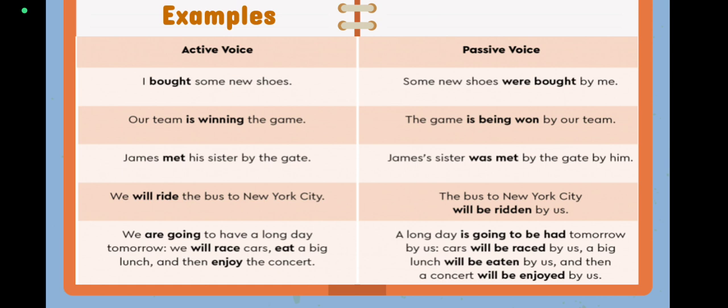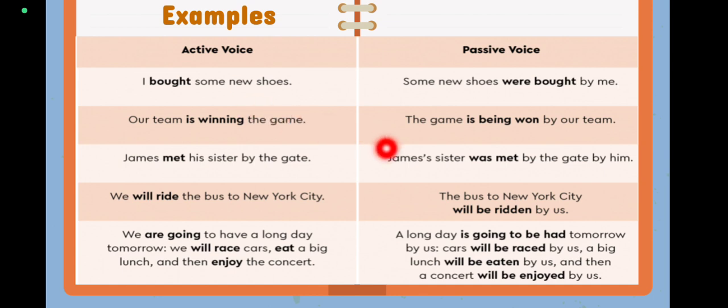We are going to have a long day tomorrow. We will ride cars, eat a big lunch, and enjoy the concert. A long day is going to be had tomorrow by us. Cars will be raced by us, a big lunch will be eaten by us, and then a concert will be enjoyed by us. Awesome. Really good job.